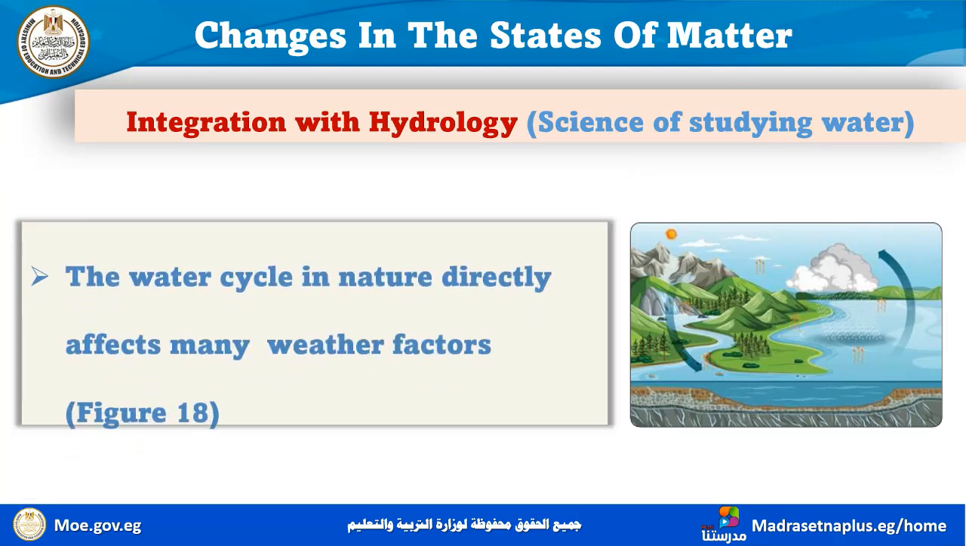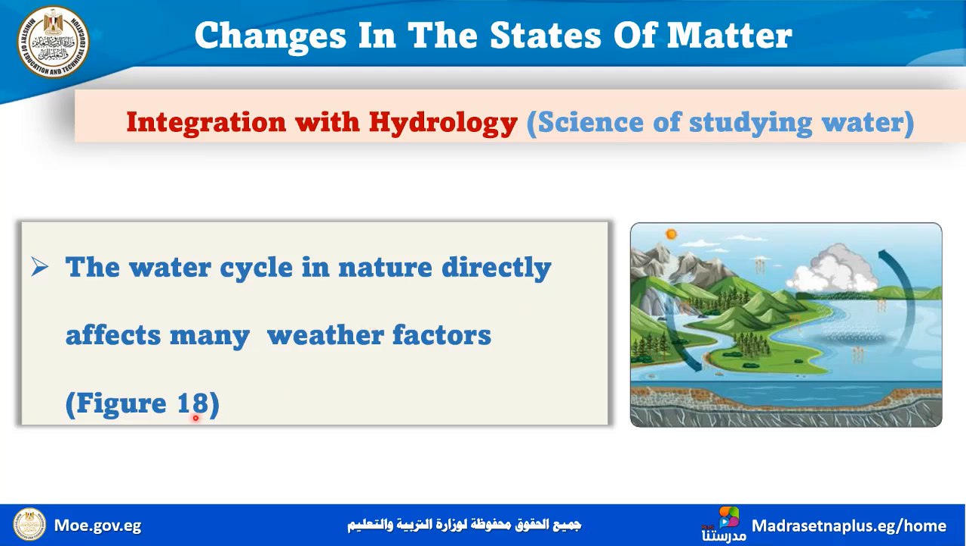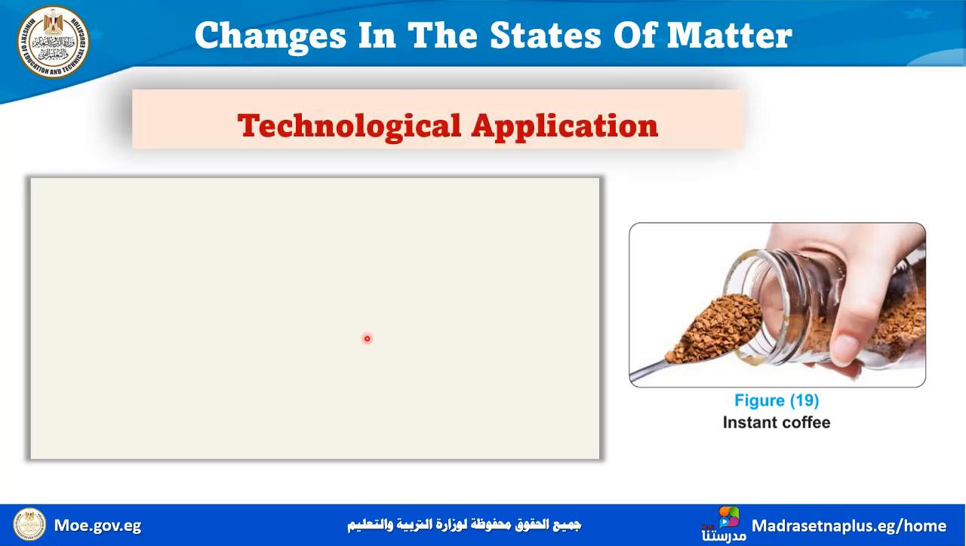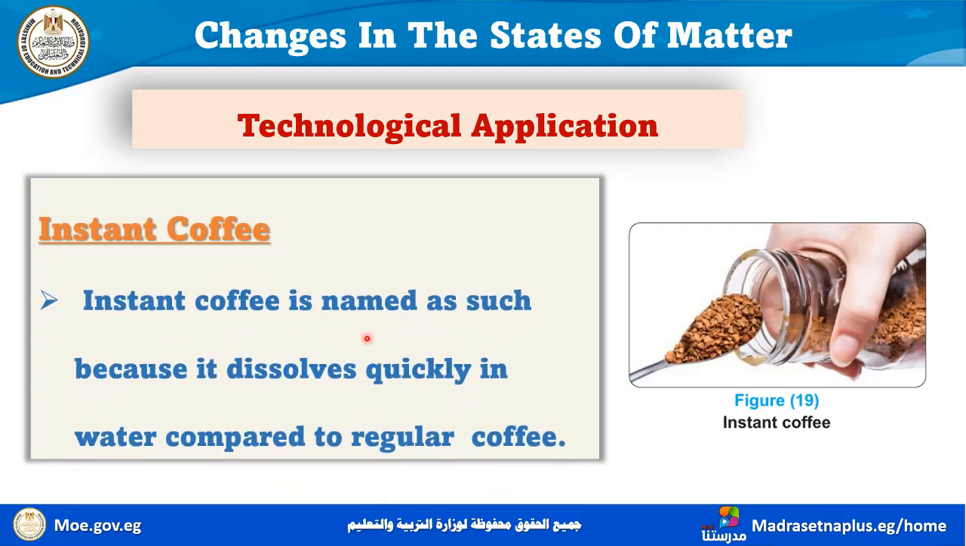So the water cycle, as we have explained, in nature directly affects many weather factors. From our technological applications, the instant coffee. The instant coffee is named as such because it dissolves quickly in water compared to regular coffee. It is one of the drinks that we use in our daily life, and it is famous for dissolving very quickly in hot water compared to regular coffee.